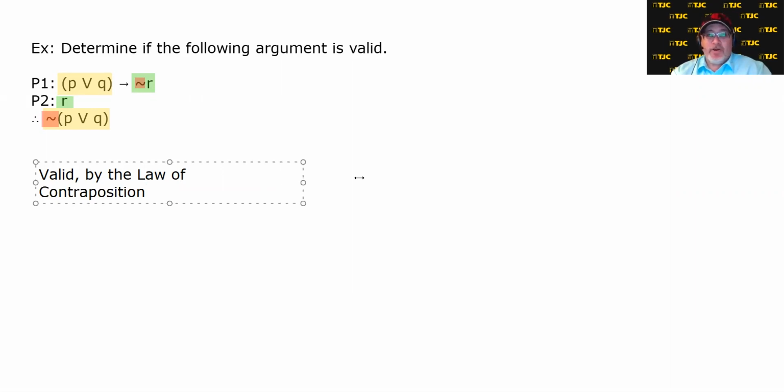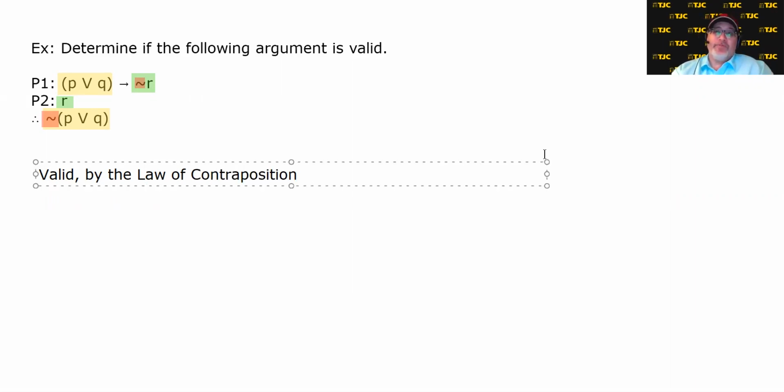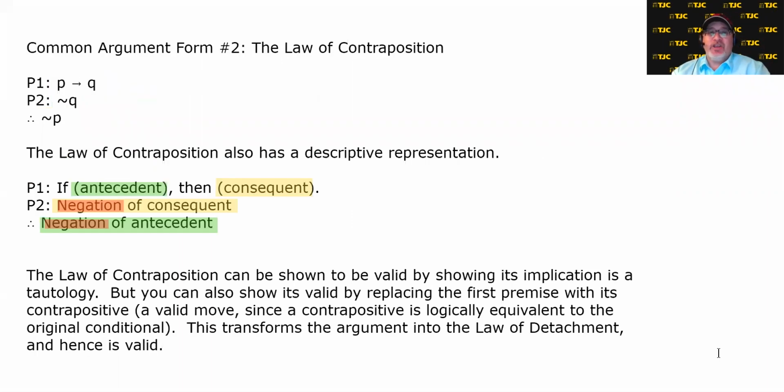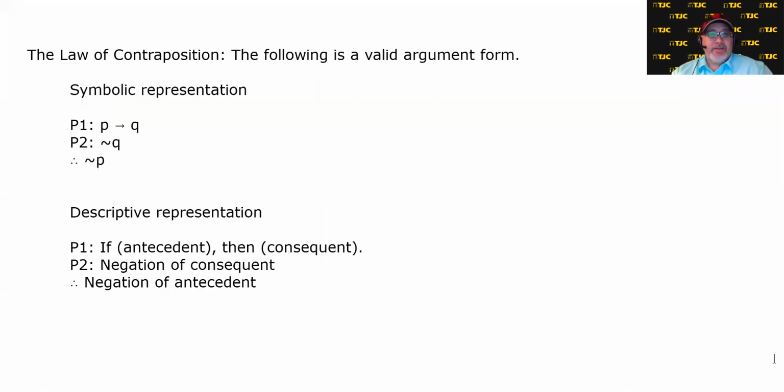If you get hung up on letters and whatnot, you're going to get tripped up, especially when the argument is already presented symbolically. It's the structure of the argument, what I call the descriptive representation. If you can nail that down, then you're home free. And to summarize, the law of contraposition is a valid argument form and has this symbolic representation and this descriptive representation.